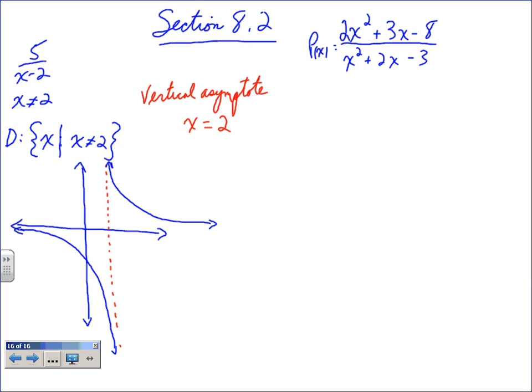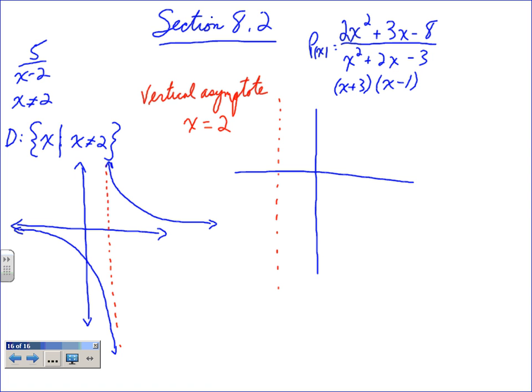Remember I said there's going to be a lot of factoring in this chapter. So if I factor the denominator, x, let's see, x plus 3, x minus 1. How did you know it was 1? Okay, very good. All right, so really there are two vertical asymptotes here. One is going to be at -3, and one is going to be at 1.